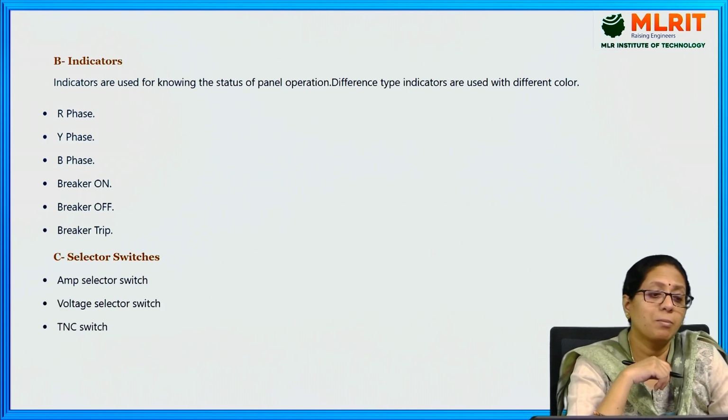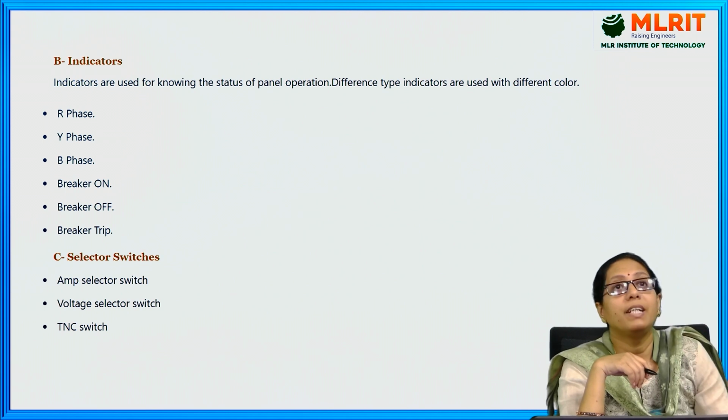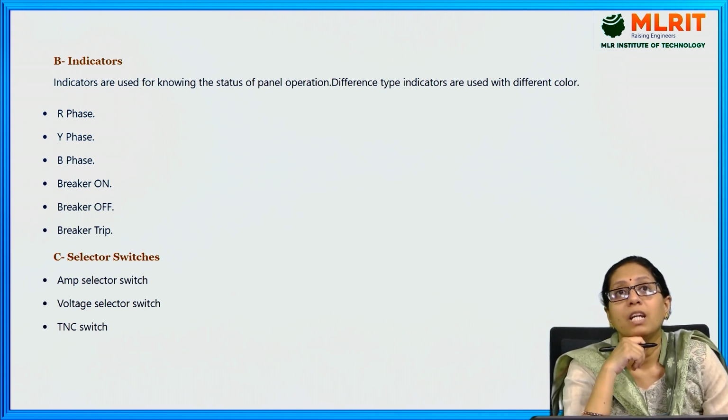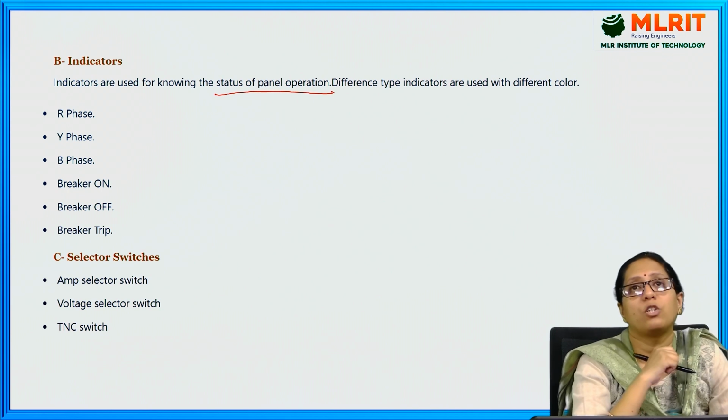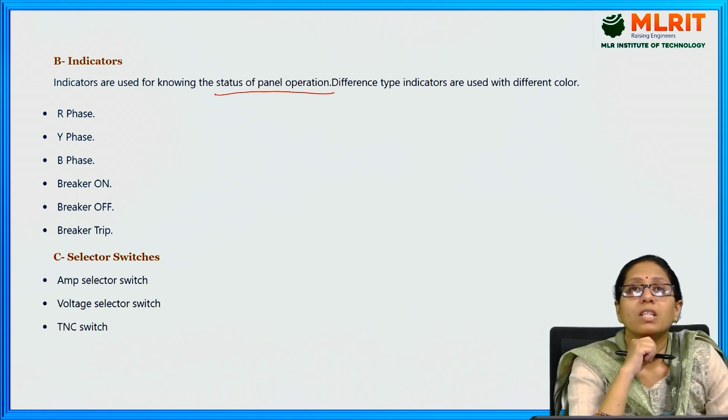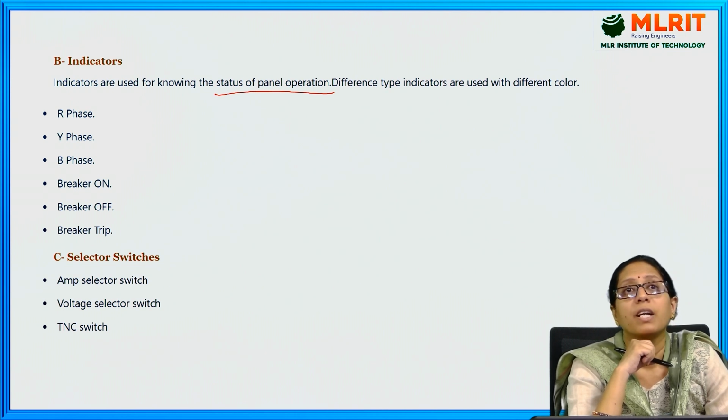The second type is indicators. Different types of indicators are used for knowing the status of the panel operation. Different types of indicators are used with different colors.